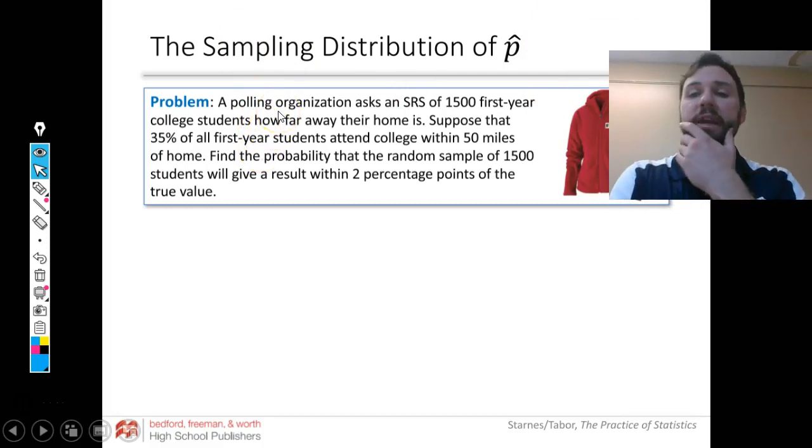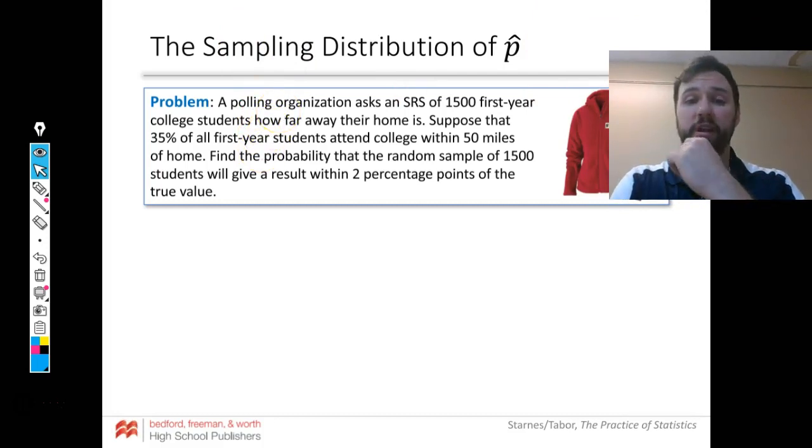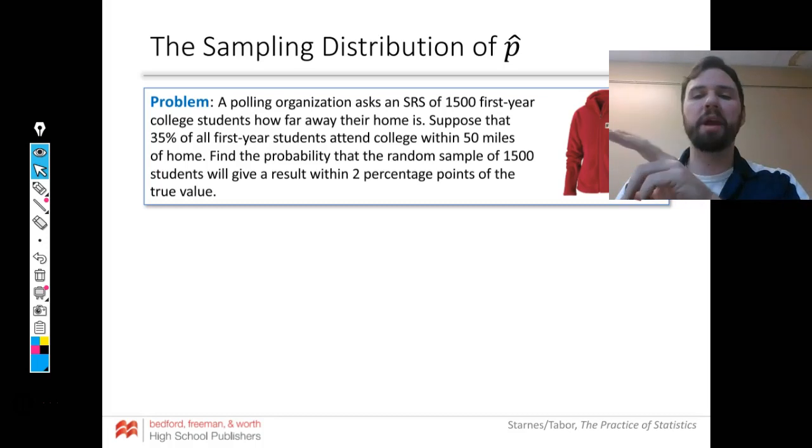So they're going to take a simple random sample of 1,500 first-year college students. 35% attended college within 50 miles of their home. What's the probability that in a random sample of 1,500 students it'll be within 2 percentage points of the true value?